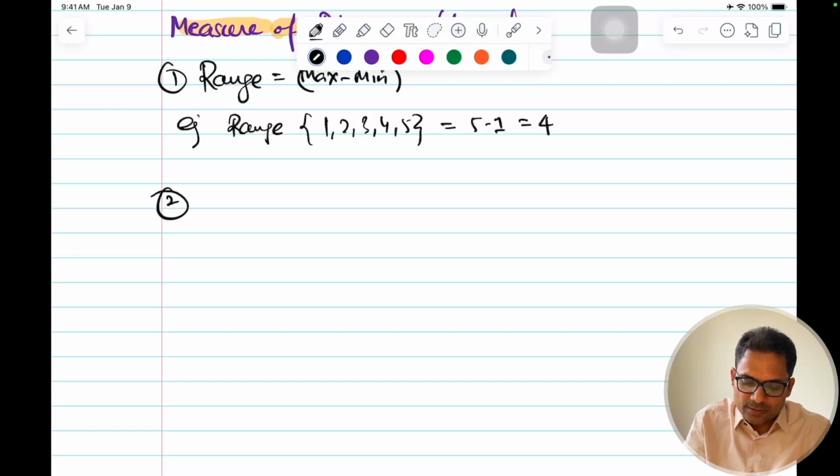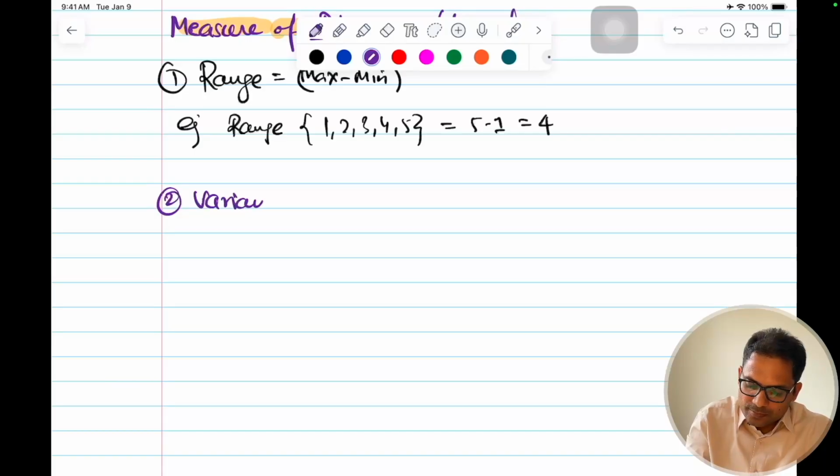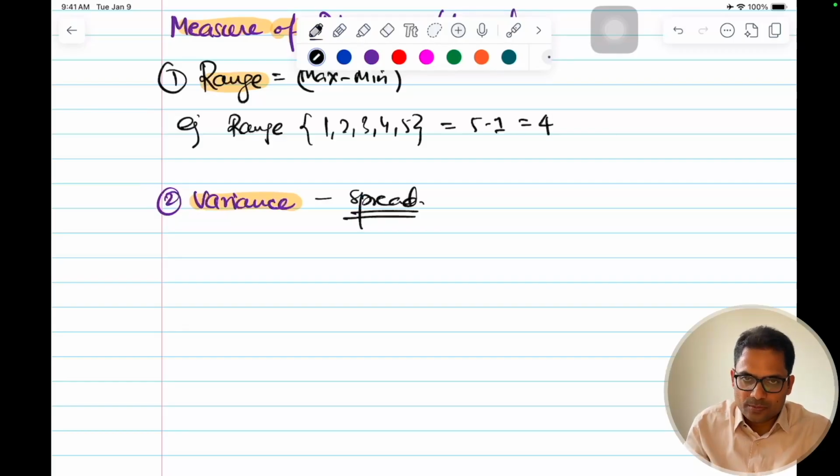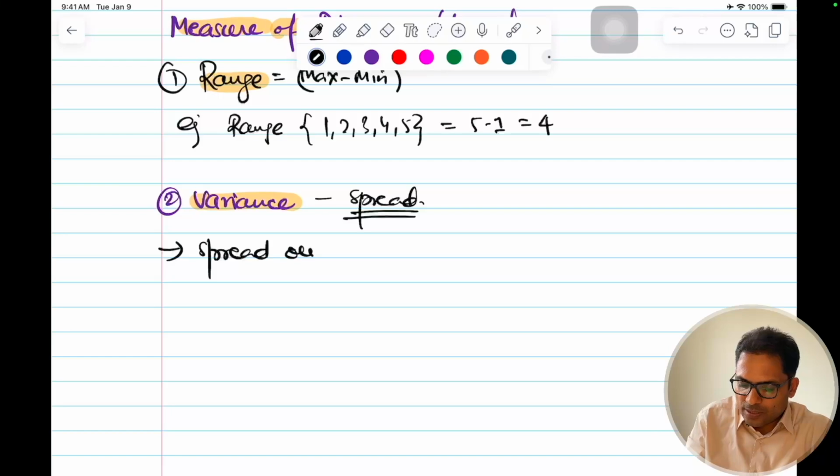Next one is variance. Variance measures the actual spread of data, how spread out the data is. This is the actual spread of data points.